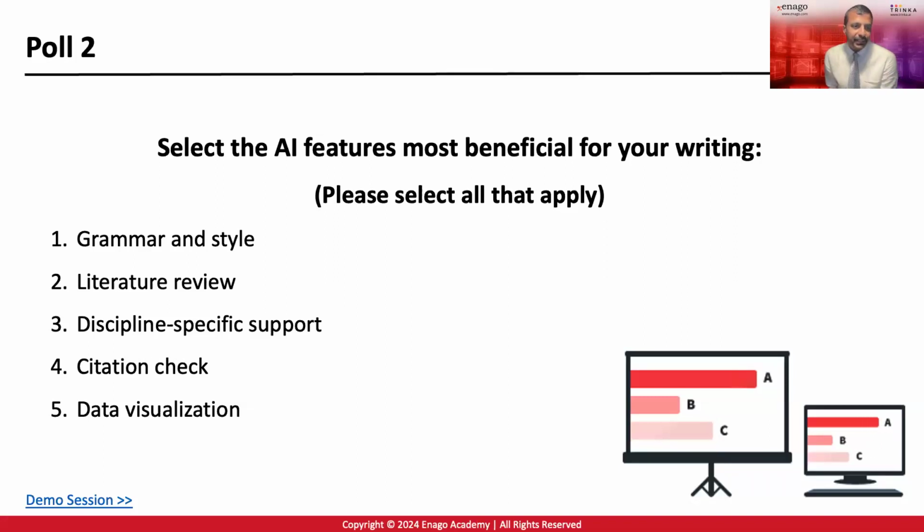Piyush, I'm going to ask you to respond on this as well. What is the order that you would pick? I'm expecting you to pick more. So the first one is grammar and style. Second, I'll pick literature review, and third I will pick data visualization. So 1, 2, and 5. For me, it would be 2, 3, no, 2, 5, and 3.